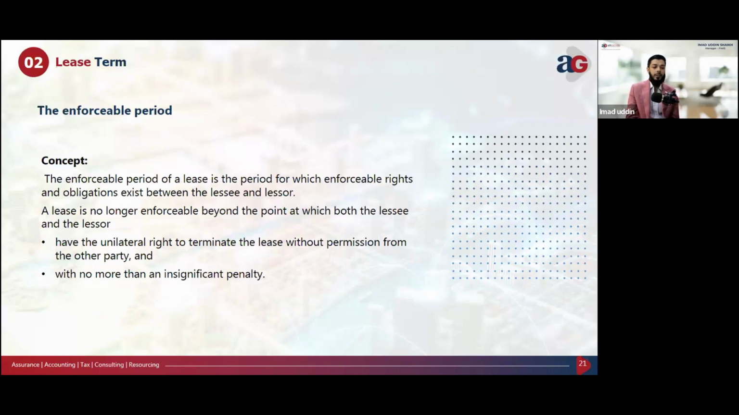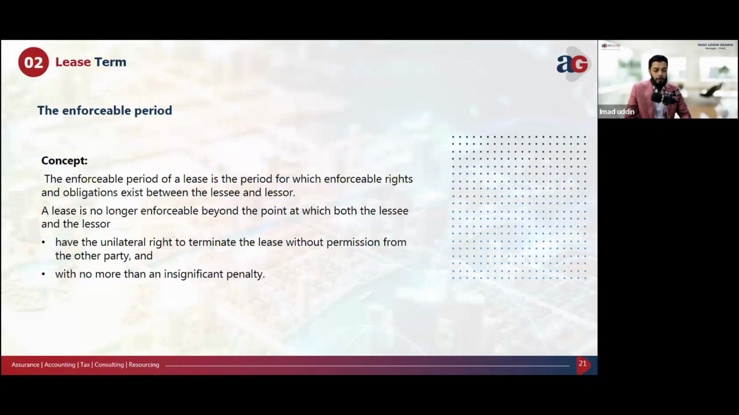All right, we have talked about the non-cancelable period. Now let's talk about the enforceable period. This is slightly more complex than the non-cancelable period, so you have to focus a little more. The enforceable period of a lease is the period for which enforceable rights and obligations exist between the lessee and the lessor. This is obviously common sense. The period during which the lease agreement is considered to be enforceable by the standard.